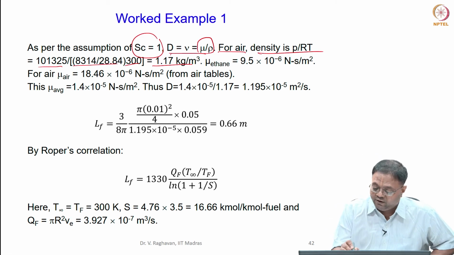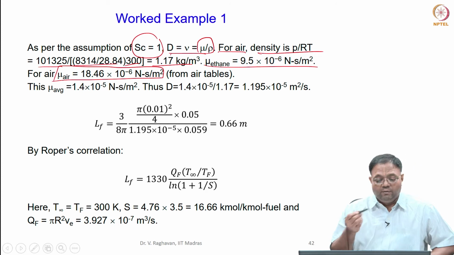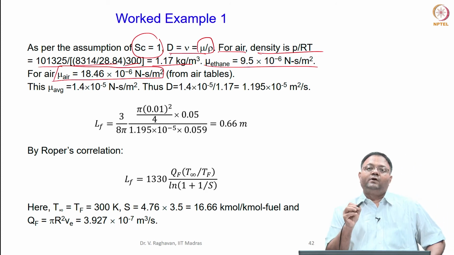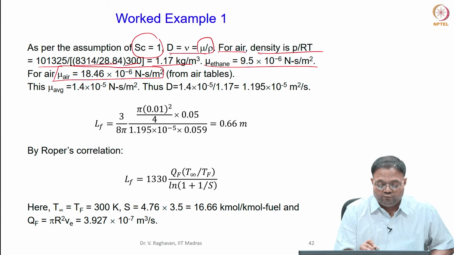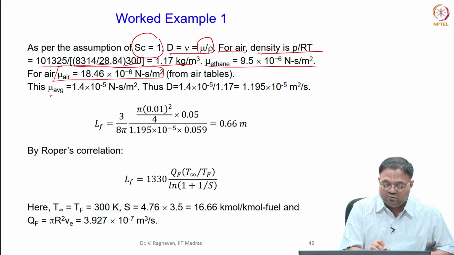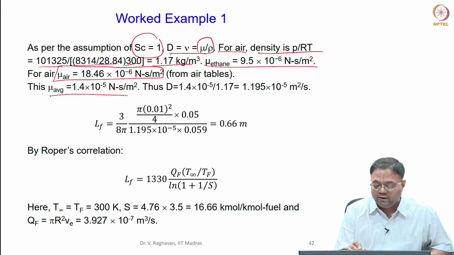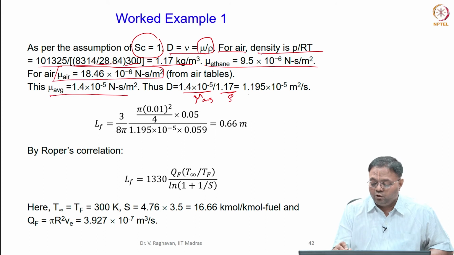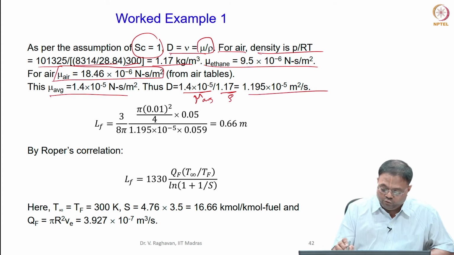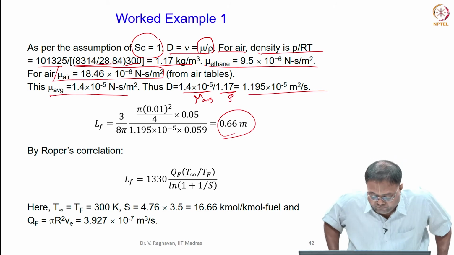Mu of ethane is given, but mu of air is taken from tables. You can see the Stephen Turns table itself, it gives air properties. We can take it from that, 18.46 into 10 power minus 6 Newton second per meter square. Now the average viscosity is got by taking the average of these two, and now d equal to nu, that is nothing but mu average by rho. Now we substitute and get the flame length as 0.66 meter. That is all we can get from the theory.